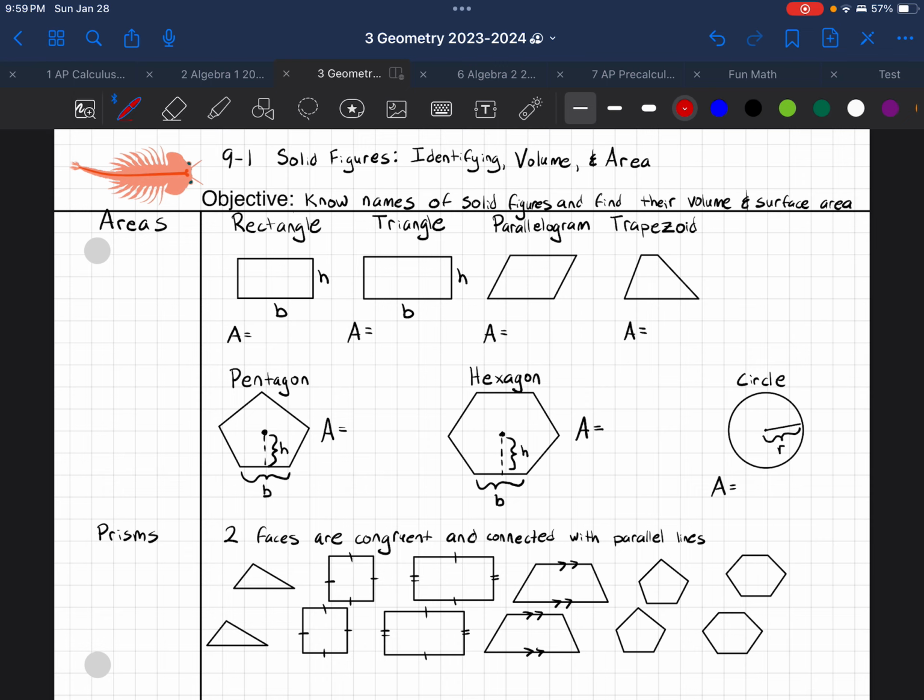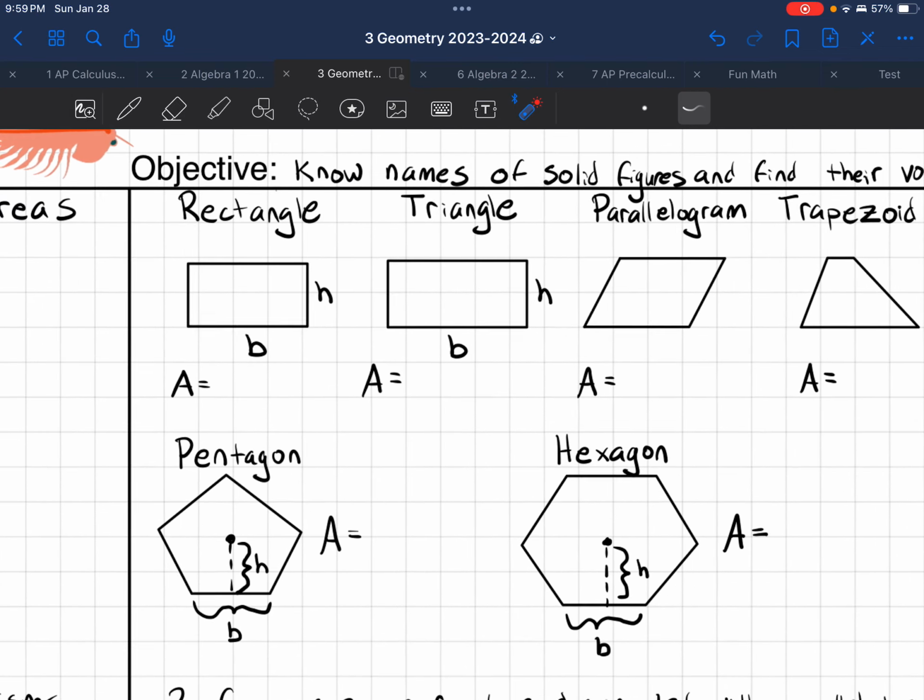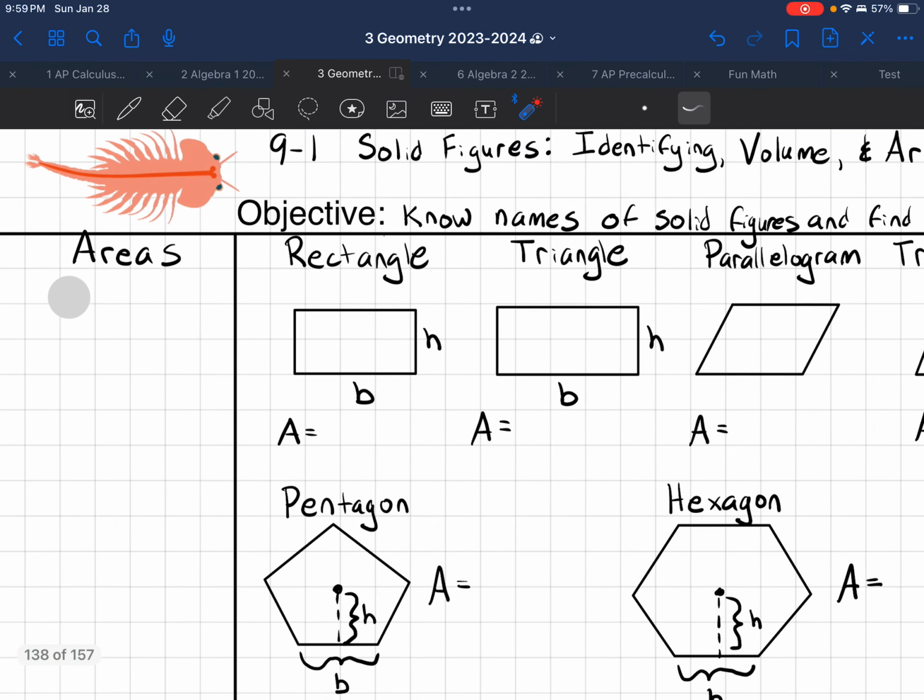The first thing that I want to start off with is how to find areas of basic shapes. This will help us to find the surface area and the volume. So I'm going to start with the very base knowledge of a rectangle. Remember that rectangles define what it means to multiply.